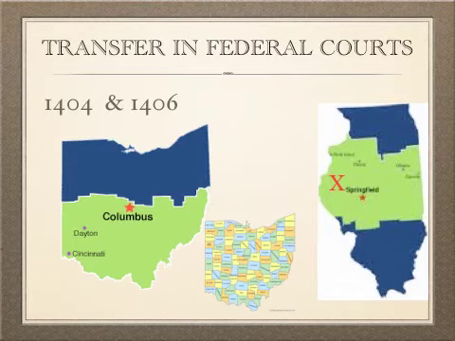Would 1404 or 1406 permit us to move from the Southern District of Ohio to a state court in Ohio? The answer would be no. Again, transfer of venue has to happen within the same sovereign entity. It's permissible to go between the Southern District of Ohio and the Central District of Illinois because that's the same federal system. But we can't use transfer of venue to move between the federal system in Ohio and the state system in Ohio. Those are separate sovereign entities.